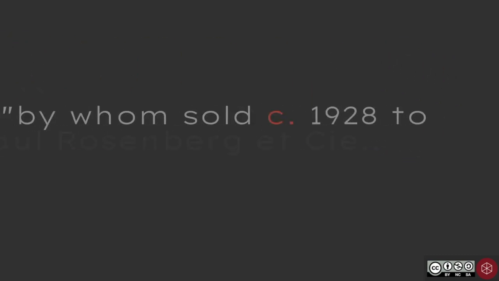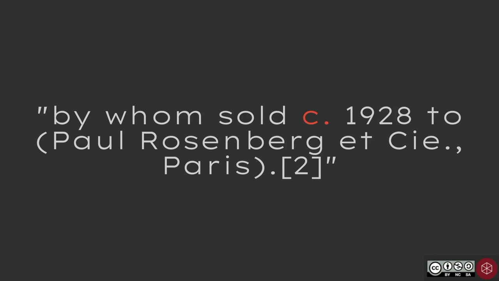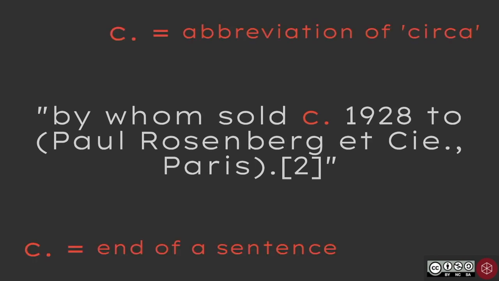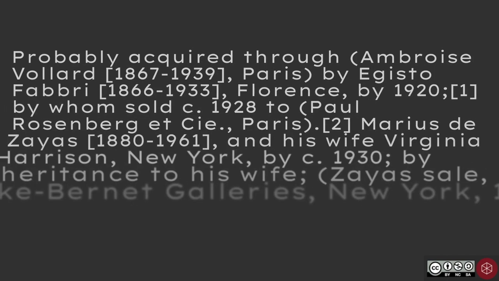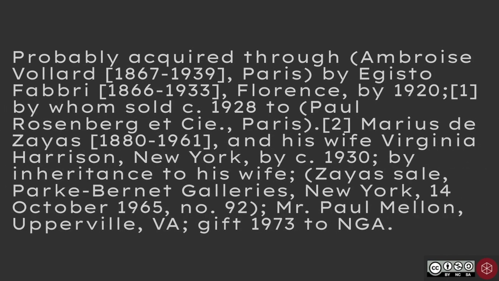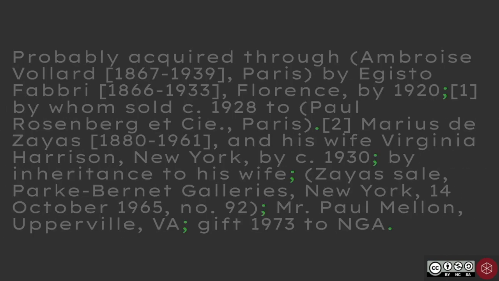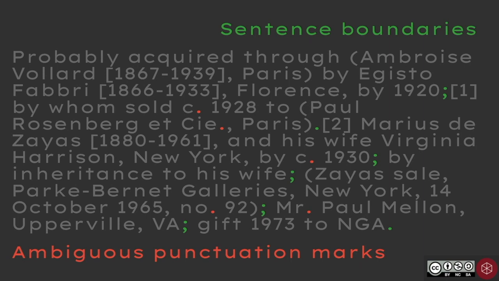Disambiguation means automatically detecting whether the period after the letter C in the following provenance event is an abbreviation of circa, say, rather than the end of a sentence. In the following provenance text, then, deep learning models can differentiate between all those punctuation marks that signify sentence boundaries, here highlighted in green, and all those ambiguous punctuation marks that don't in fact divide a sentence, here highlighted in red.